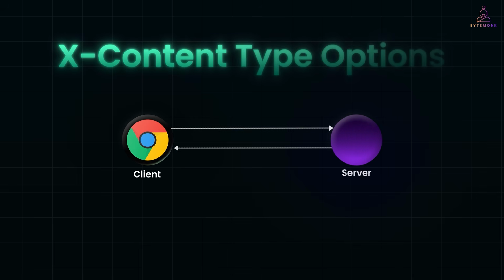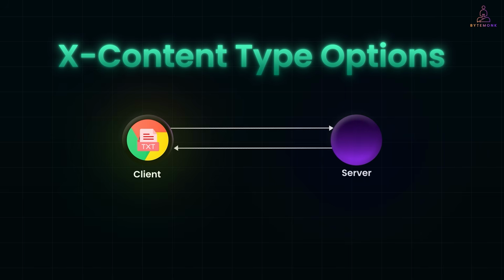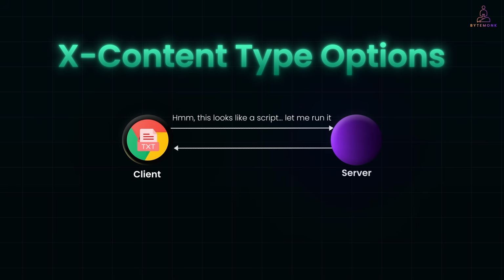Next up is a small header that blocks a surprisingly sneaky attack, MIME sniffing. Let's say your server sends a file with a .txt extension, but inside that file is actually some malicious JavaScript. Some older or lenient browsers might try to guess what kind of file it is and decide, this looks like a script. Let me run it. That's called MIME sniffing, and it can lead to unexpected script execution, even if the content type says otherwise.